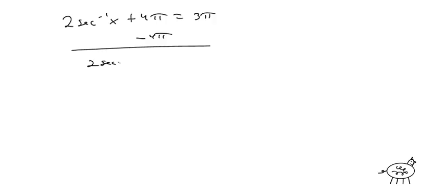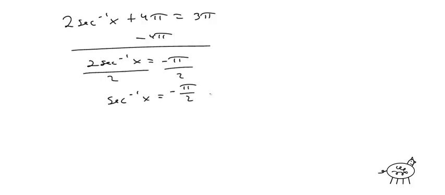And then this is our last problem. It's actually a very short lesson. We have 2 inverse secant of x plus 4 pi is equal to 3 pi. Okay, well, let's solve for that inverse secant. So we're going to subtract 4 pi from both sides. So we get 2 inverse secant of x is equal to negative pi divided by 2. So we get inverse secant of x equals negative pi over 2. Okay, and then we should take the secant of both sides. So we'll get x is equal to the secant of negative pi over 2.